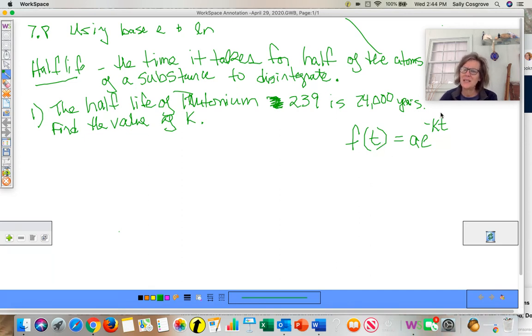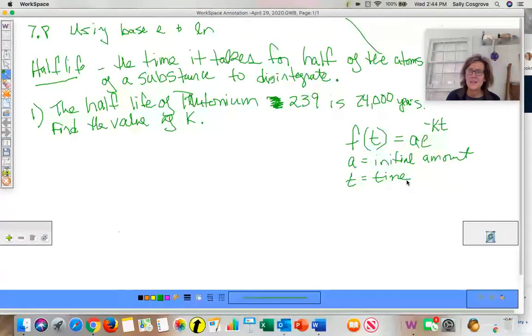Let's talk about who all these variables are. A, just like before, is the amount at time 0, which is the initial amount. How much did we have at the beginning? e is Euler's constant. It's approximately 2.8, but you're going to use e on your calculator. You're never going to put in 2.8. T is the time, and that could be in years or minutes. Some elements are so volatile that it's in seconds, but T is time.